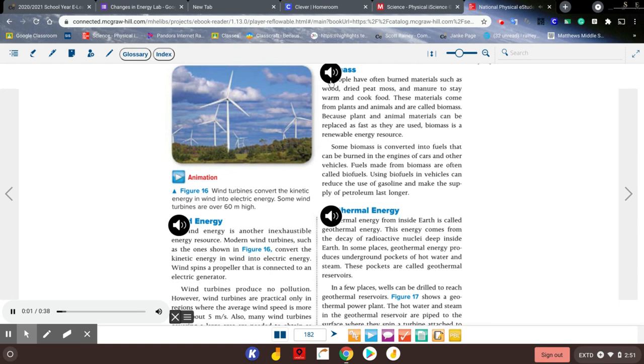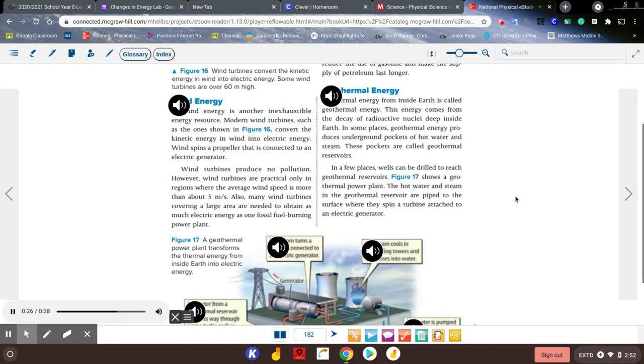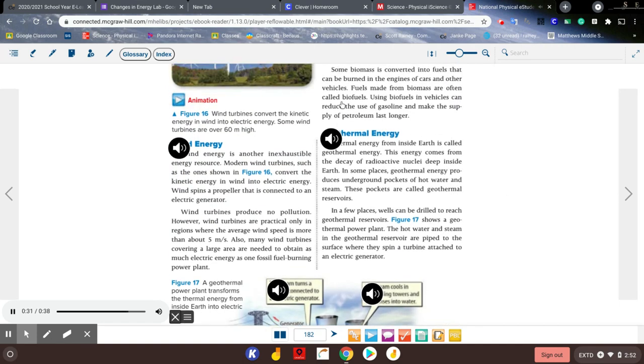Biomass. People have often burned materials such as wood, dried peat moss, and manure to stay warm and cook food. These materials come from plants and animals and are called biomass. Because plant and animal materials can be replaced as fast as they are used, biomass is a renewable energy resource. Some biomass is converted into fuels that can be burned in the engines of cars and other vehicles. Fuels made from biomass are often called biofuels. Using biofuels in vehicles can reduce the use of gasoline and make the supply of petroleum last longer.